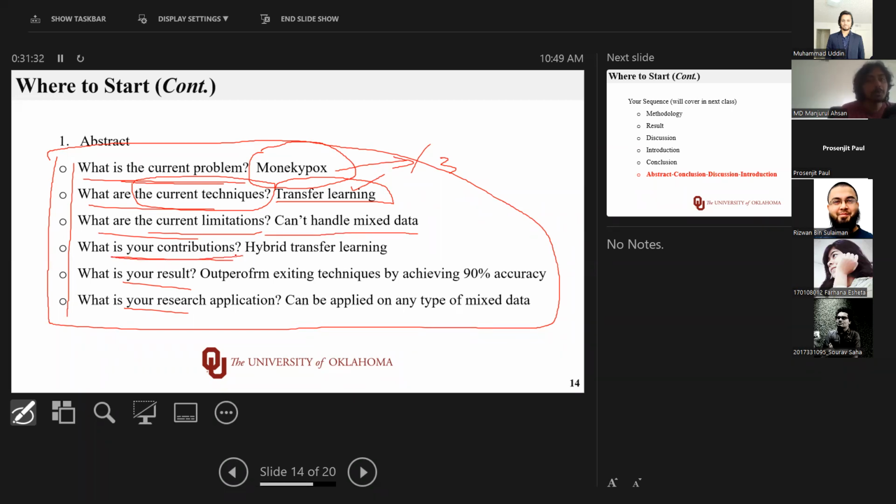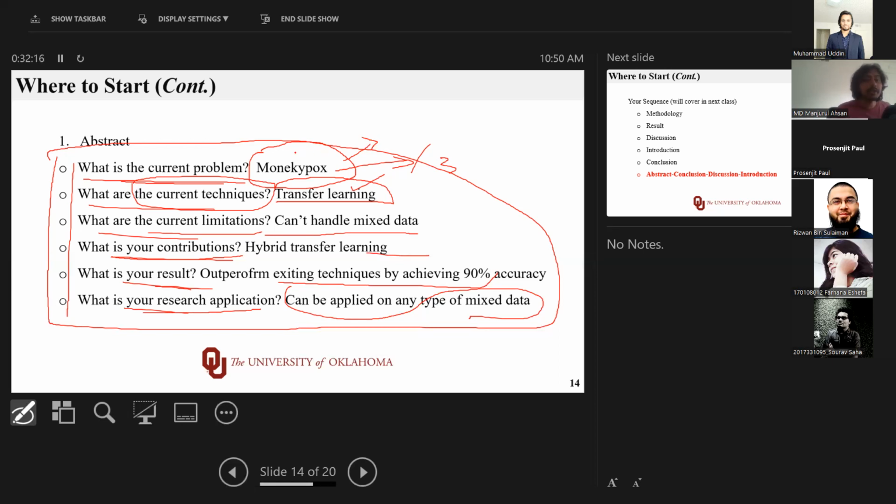In this work, we proposed a hybrid transfer learning technique using this method. Done. What is your result? Our preliminary computational results show that our model outperforms existing techniques by achieving 90% accuracy. It could be something significantly effective, depending on the domain. What is your research application? Our proposed method can be applied to any type of mixed data, and it can also help identify more efficiently patients with symptoms of monkeypox. Done. Your abstract is done.